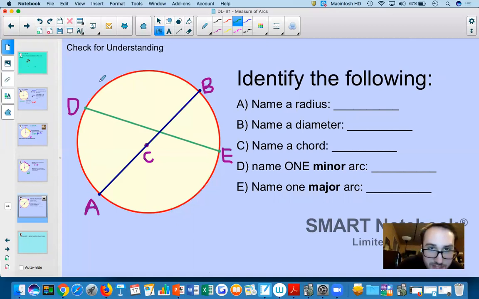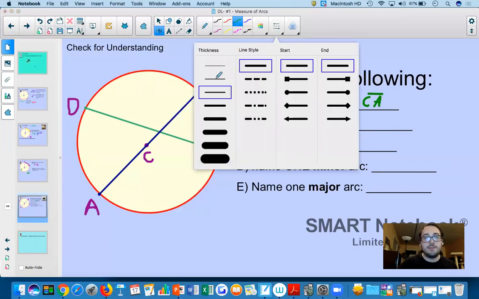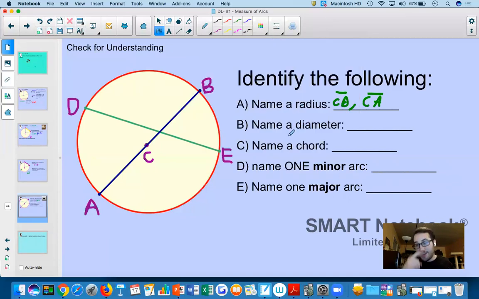All right, so let's actually do this. So a radius, remember, is from the center to any point of the circle. So C to B is 1. We also have C to A is another. Okay, let's continue. Name a diameter. A diameter is a chord that goes through the center. So a chord, remember, is a line segment that goes to 2 different parts on the circle. And there's only one here. From A to B is the one chord that goes through the center. So A, B, another.